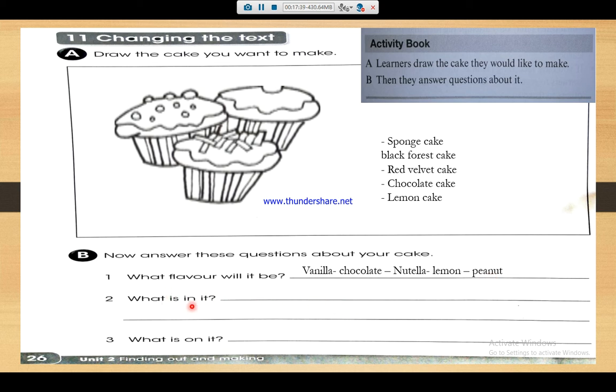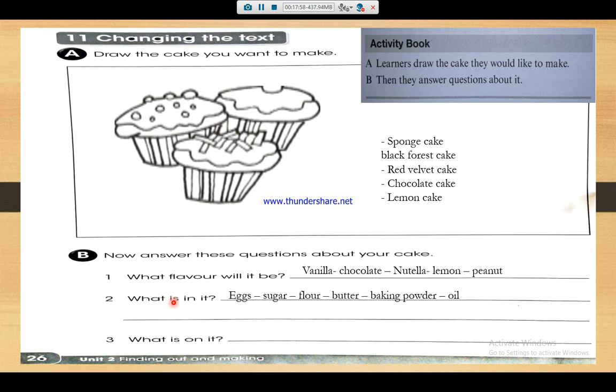Number 2, what is in it? When I'm talking about what is in it, we are talking about the ingredients that you use for making a cake. Let's talk about the ingredients that we discussed before.